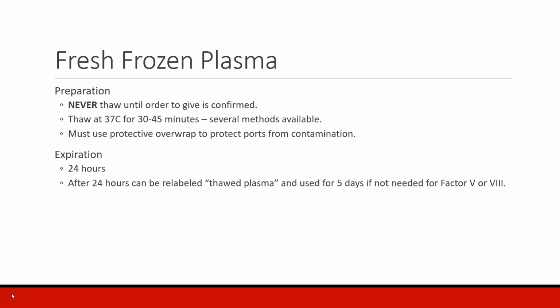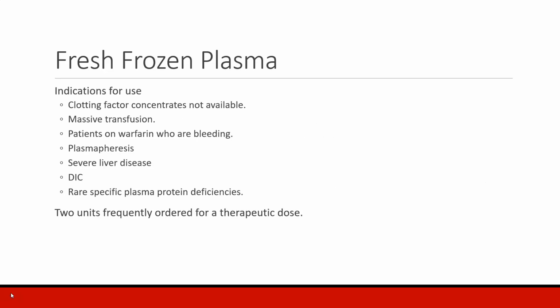To thaw it out, it has to be thawed at 37 degrees for 30 to 45 minutes, and there's several methods available, which we already talked about. You must use protective overwraps to protect the ports from contamination, because we use this same bath over and over and over. The expiration is 24 hours. After 24 hours, it can be relabeled thawed plasma and used for 5 additional days if it's not needed for factor 5 or 8.